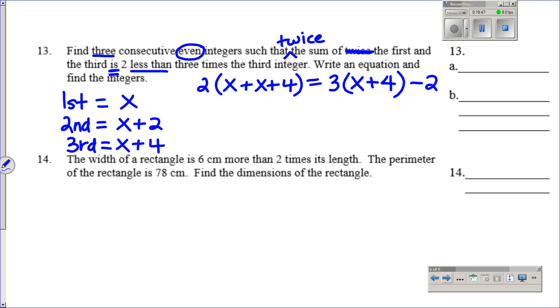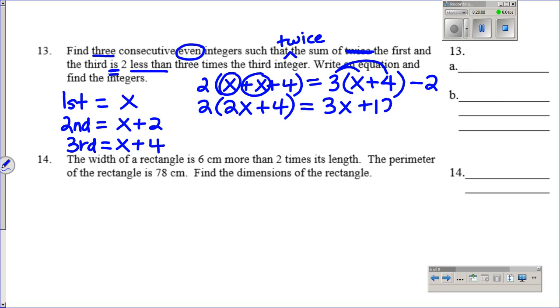So we've got a lot of things to start simplifying. So let's just start inside the parentheses. I see we have like terms. So x plus x, this simplifies to 2 times 2x plus 4. And on the right, I'll go ahead and distribute my 3. So 3 times x is 3x. 3 times 4 is plus 12. And we still have the minus 2.